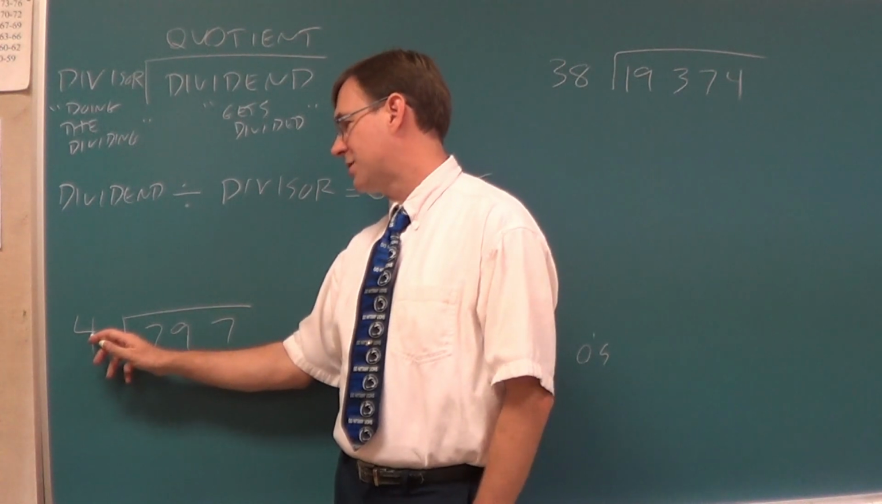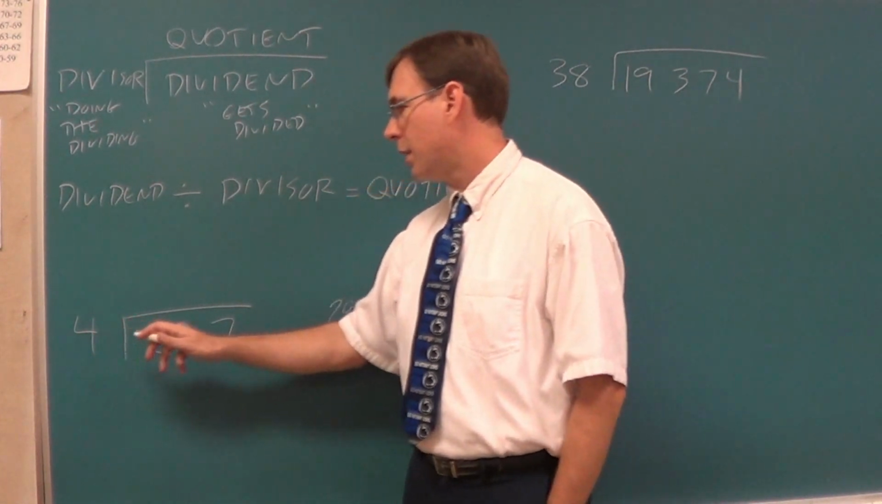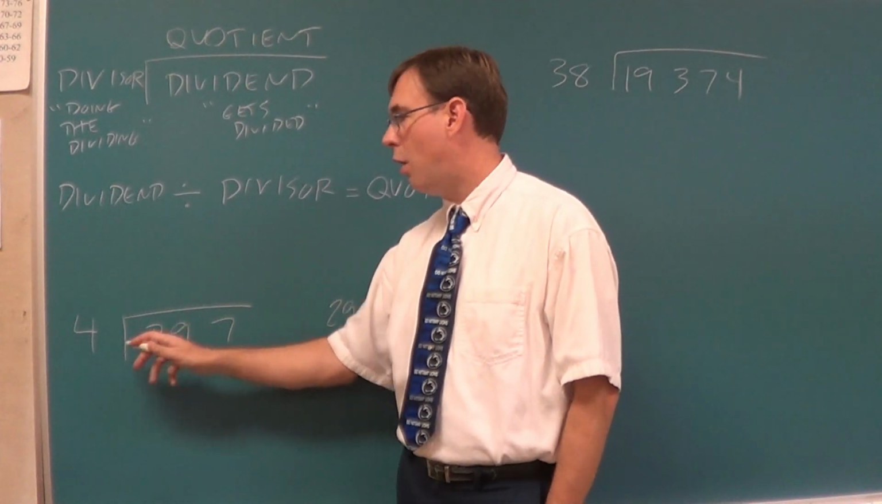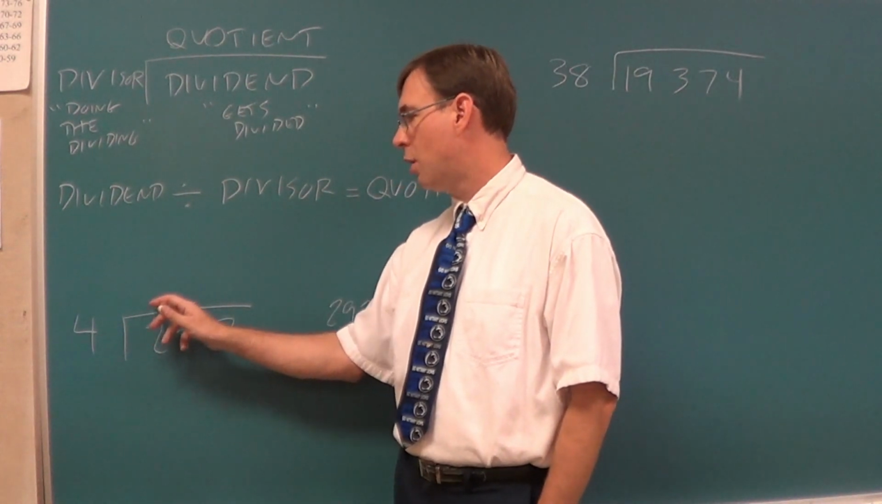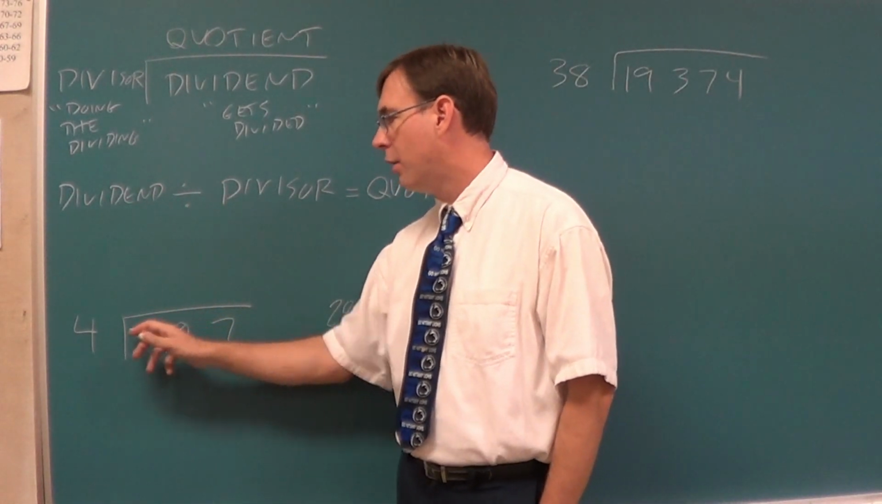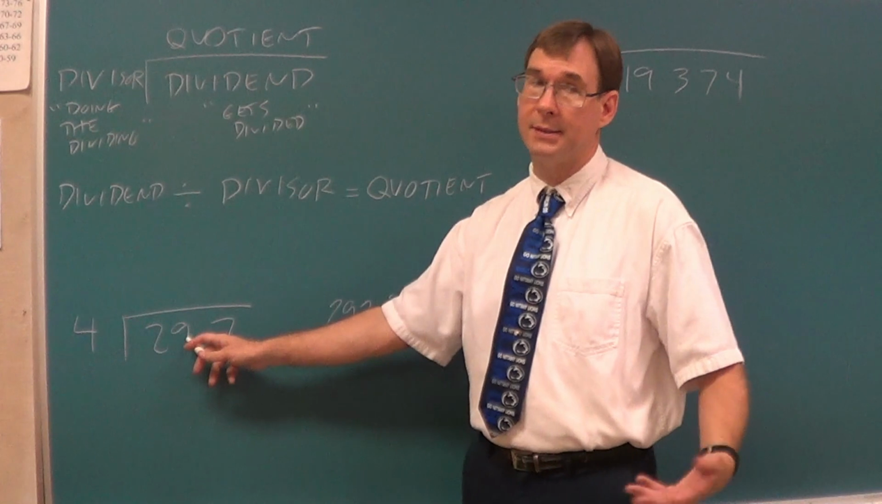But when you go to divide, let's divide this on out. The first thing you should ask yourself here is, can 4 go into 2? And that answer is no, 2 is too small. 4 can't go into 2, so you don't put anything above the 2. You just leave an empty space there. And then you move down. Can 4 go into 29 is a yes.